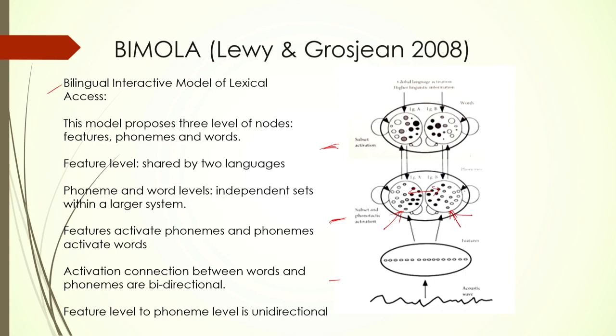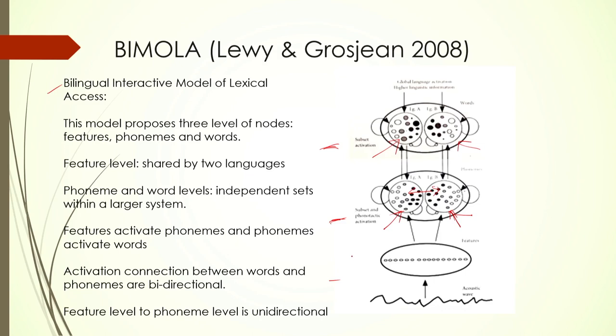Then we have the word level. At the word level also we have independent sets within a larger system. Similarly, words of language A and words of language B will create two subsets within the larger overarching category of words that the bilingual has in their mental lexicon.